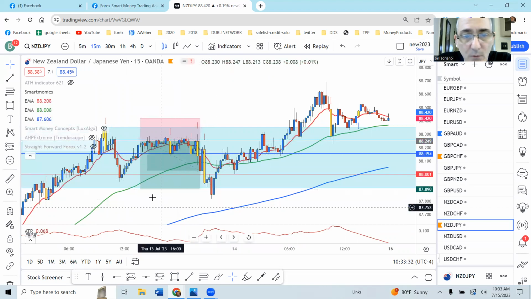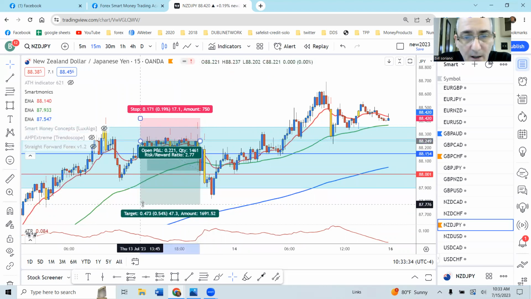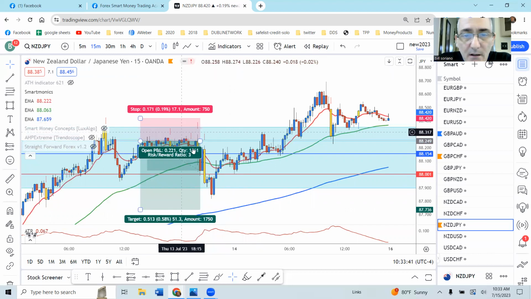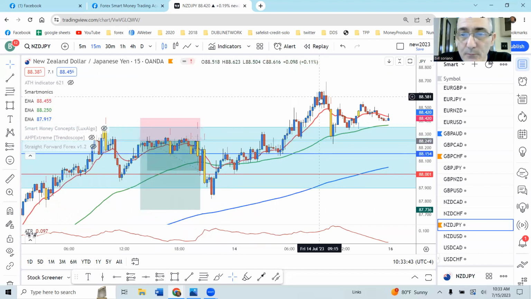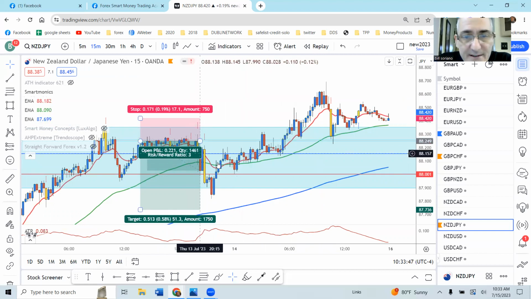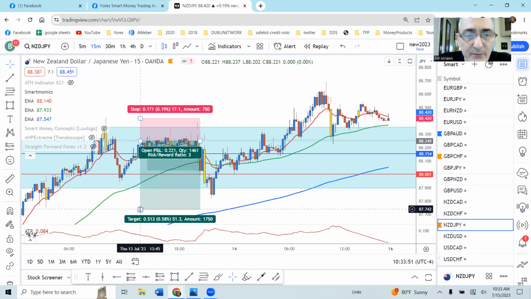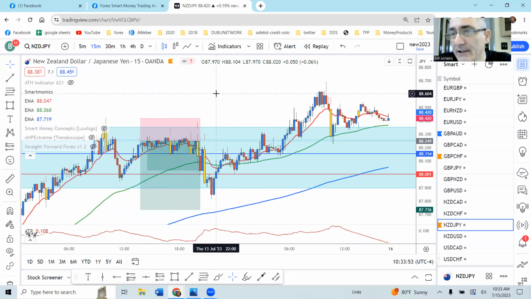Now, could we have gotten a 1 to 3 on this? No. See, if we would have tried to get a 1 to 3 on this trade, what would have happened? We wouldn't have got it. Price would have moved back up, stopped us out at a 1% loss. So this would have ended up being a losing trade had we tried to get a 3R gain.